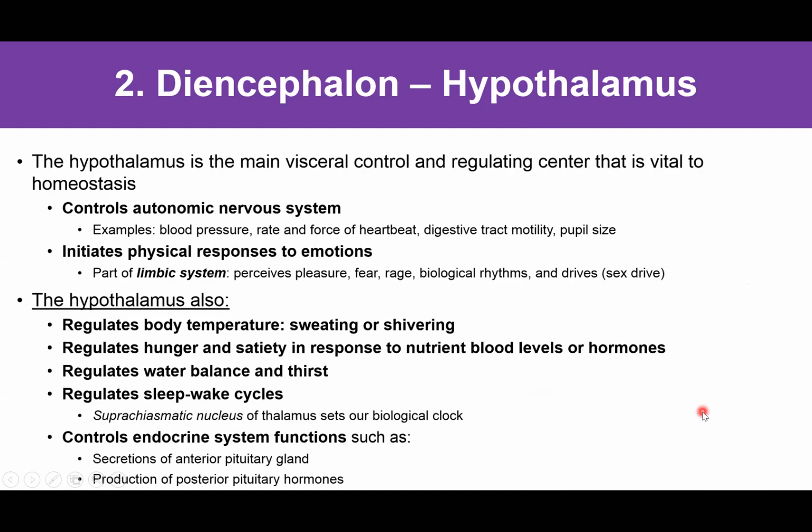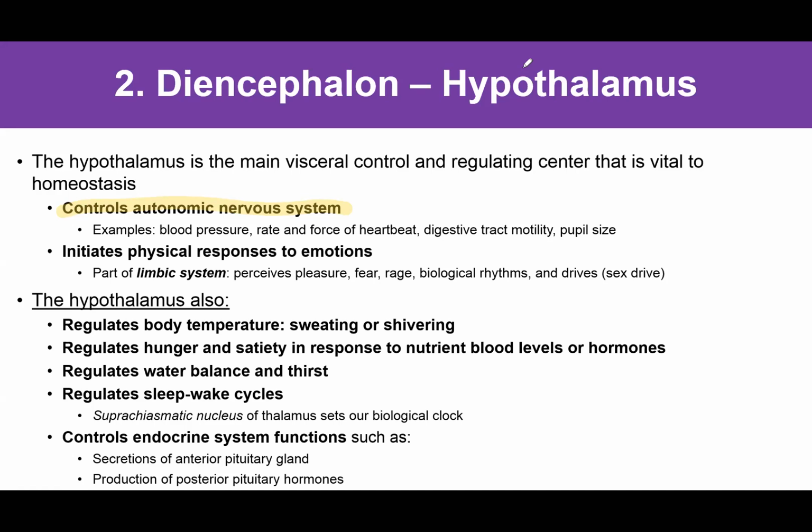So, talking about the major functions associated with the hypothalamus, it is the main visceral control and regulating center. It is completely vital to homeostasis because, as I just mentioned, it has something to do with the endocrine system. In addition to that, it controls our autonomic nervous system. So things like controlling blood pressure and heart rate and the force of the heartbeat, also controlling digestive movement and the size of our pupils. These are all autonomic functions which are controlled by the hypothalamus.